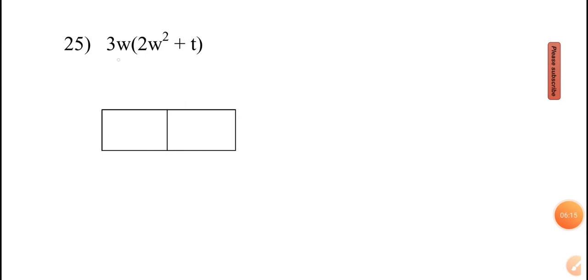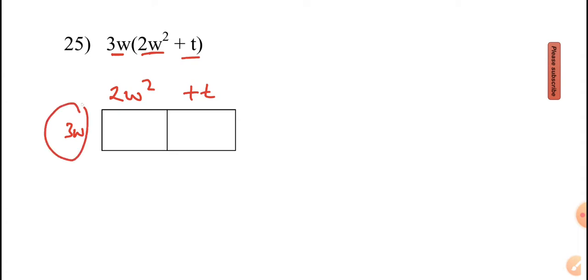Question 25 now. Because I can see 3w there, I'll write 3w on the side, and then 2w squared inside the bracket, so that comes on the top here, 2w squared, and I can see plus t. So the first thing we have to do is 3w times the 2w squared.